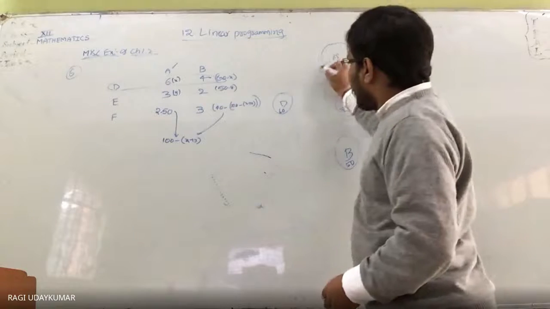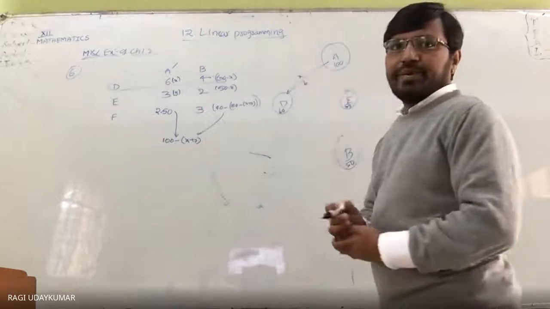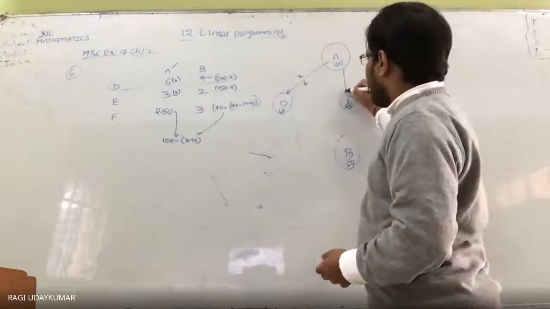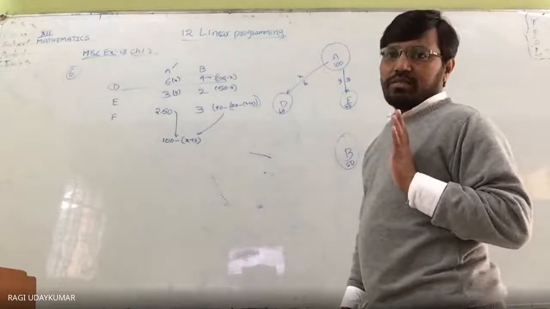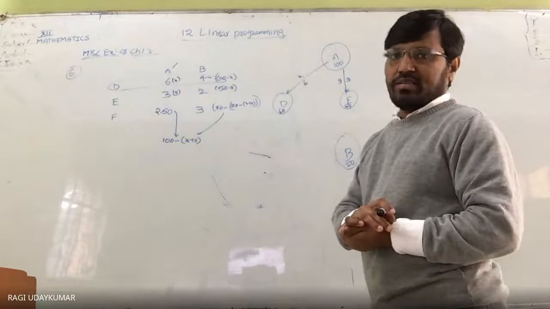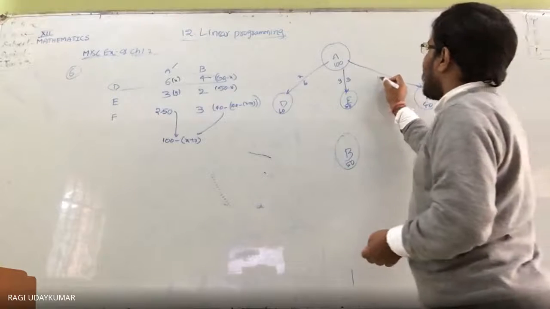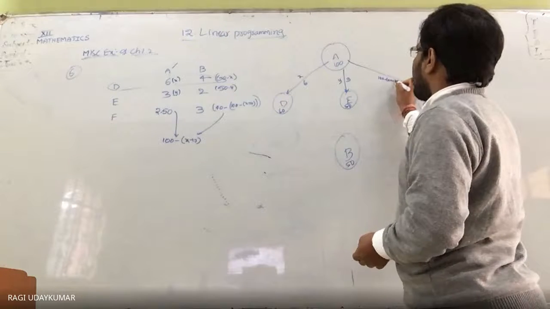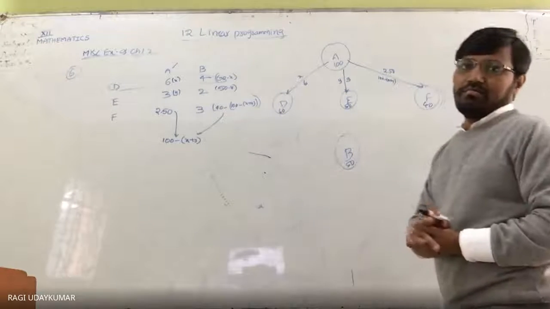From here to here, x quintals are coming, and the cost is 6 rupees. From here to here, y quintals, and the cost per quintal is 3 rupees. We are considering y quintals coming. And from godown A to F, 100 minus (x plus y) quintals, where the cost per quintal is 2.5 rupees.